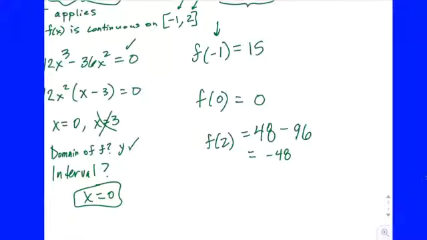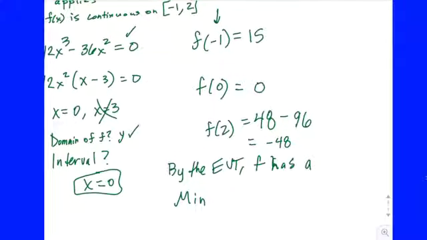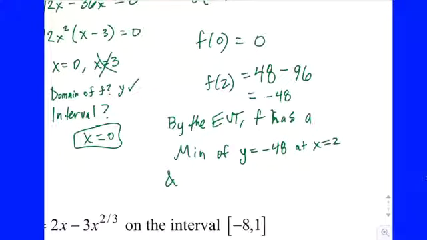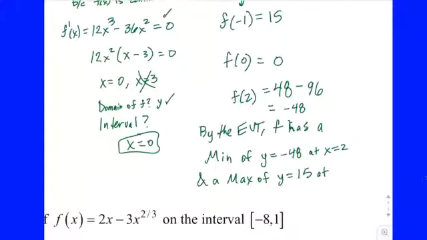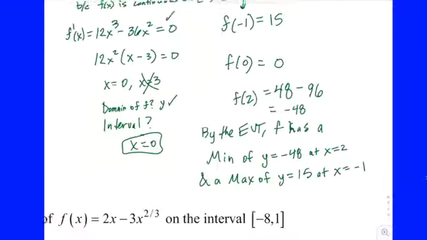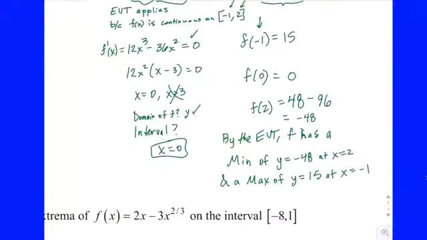Good. So, by the EVT, f has a min, and of course that means absolute global, of y equals what? -48, and we'll go ahead and say at x equals 2, the right endpoint, and a max of y equals 15 at x equals -1. So team endpoint went with the clean sweep there.